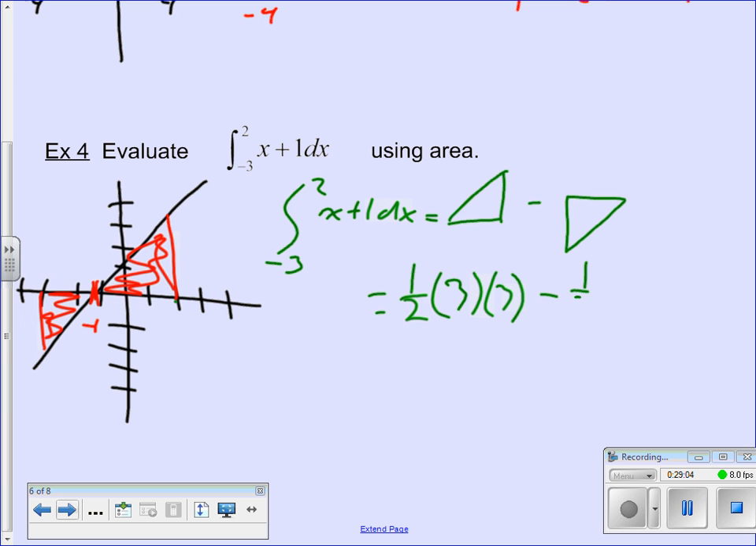Minus 1/2 times the base of the second triangle. It goes over from -1 to -3, which is 2 units. And how far down does this go? If I plug -3 into there, -3 plus 1, it goes down to -2. So I have 2 units that it goes down.